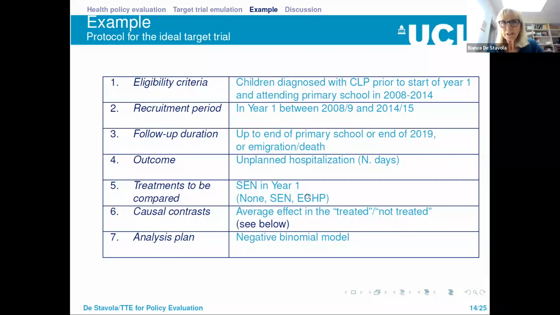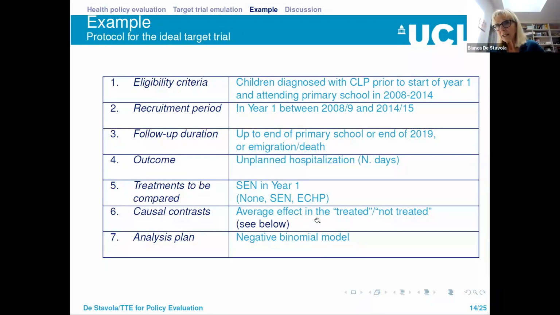For simplicity, let's consider that we just randomize whether or not to receive SEN support in their first year of school. And there could be 3 levels: no support, a lower level of SEN, and a higher level of one-to-one intervention, or EHCP. What is the causal contrast or estimate that I'm interested in? I want to see the average causal effect of those treated versus non-treated. I will develop this in the next slide because I just want to finish the protocol first.